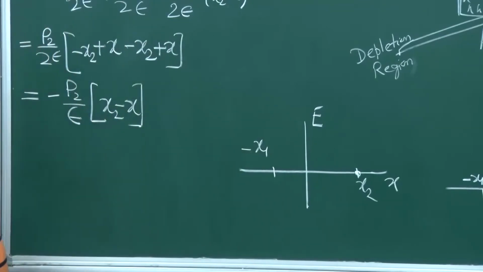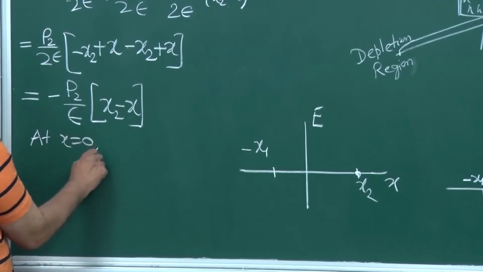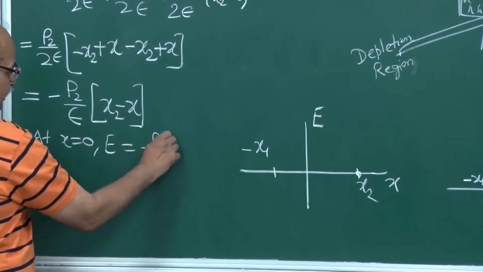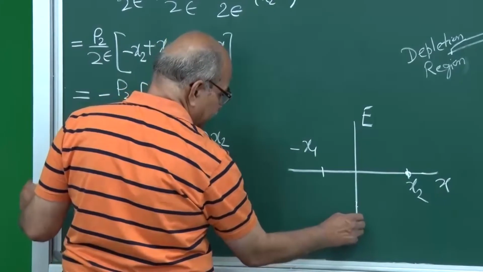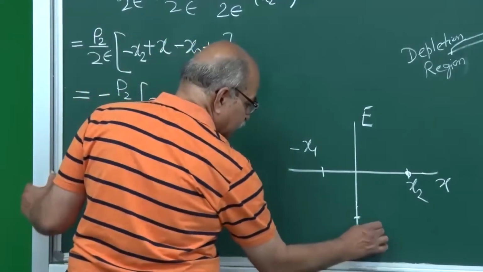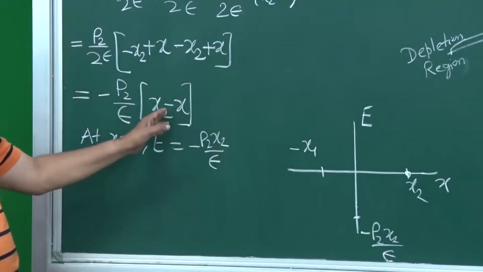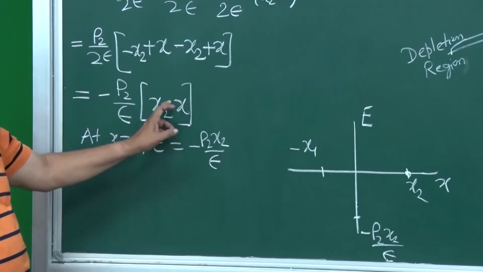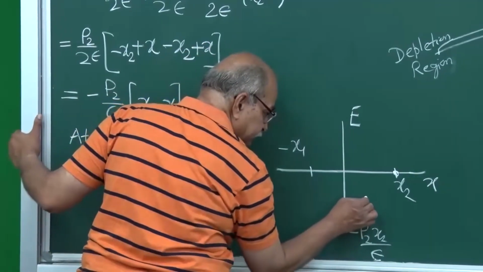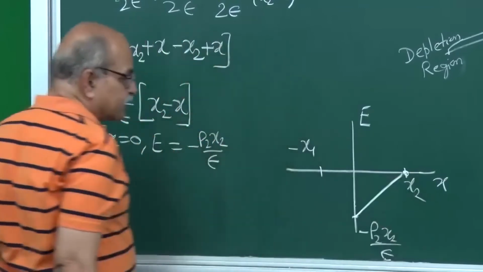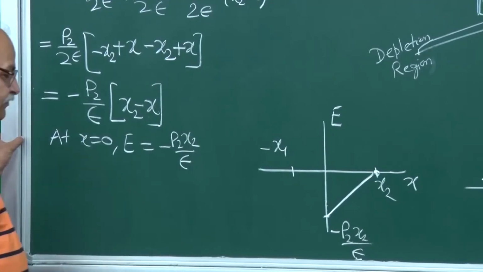And how much will the electric field be at x equal to 0? At x equal to 0, E will be minus rho 2 x2 over epsilon. So it will be somewhere here. Let us say this is minus rho 2 x2 over epsilon. And then it is linear in x, so it has to be a straight line, and therefore you can join these two. This is the electric field on this positive x side.